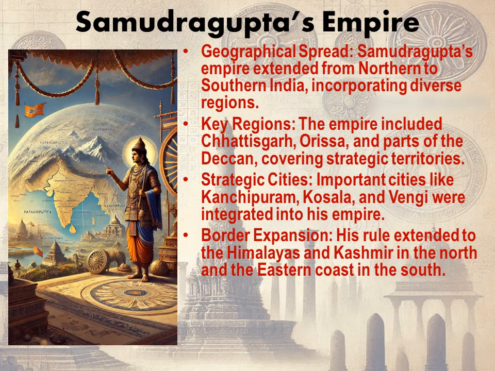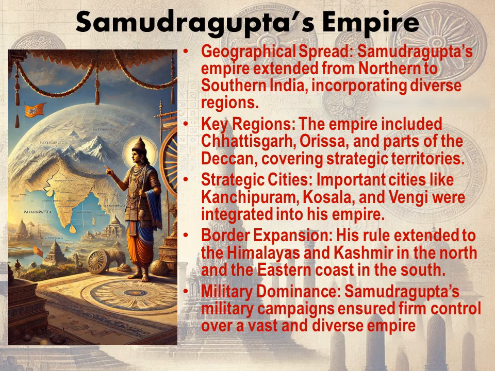His rule extended to the Himalayas and Kashmir in the north, to the eastern coast in the south, and thus we get to understand the broadness or the territorial prowess of Samudragupta's rule. Samudragupta's military campaigns ensured firm control over a vast and diverse empire. So from his military campaigns we see the vast and diverse control and firm control over his empire.